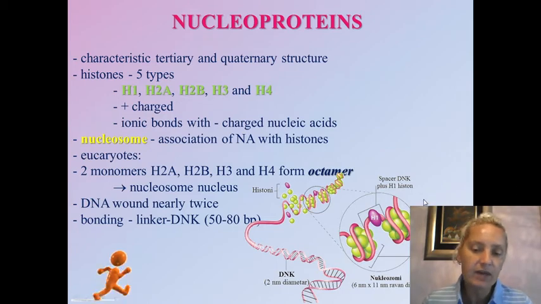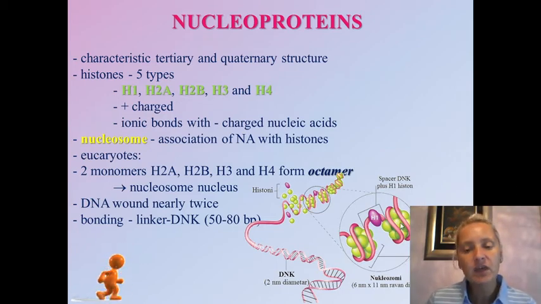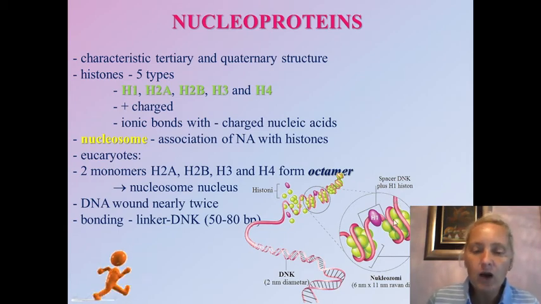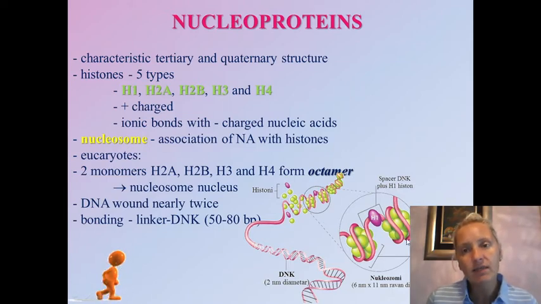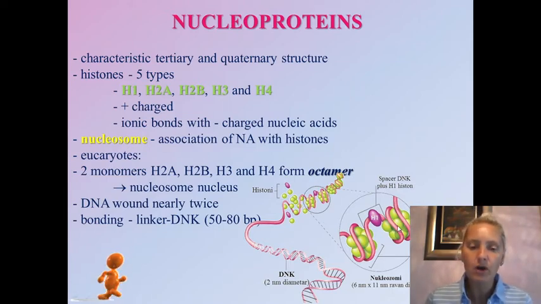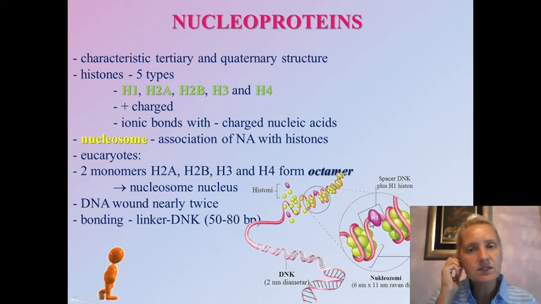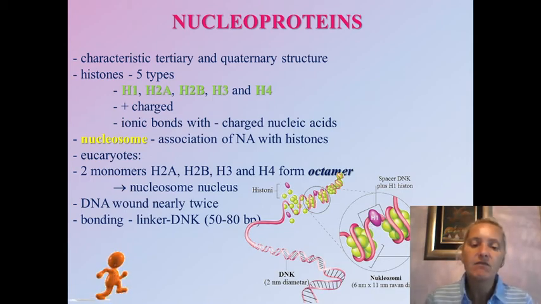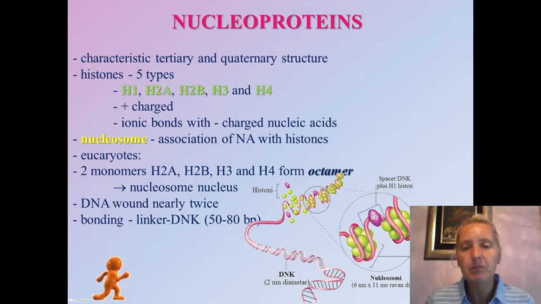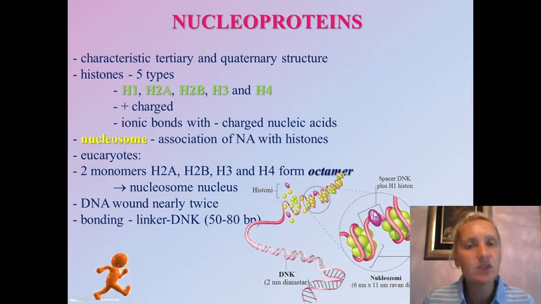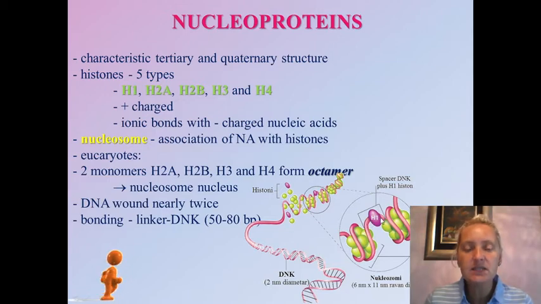What else do we have? If you see from the figure, we have a DNA strand, which is wound nearly twice around this nucleosome core. Between those two monomers, we have a short sequence of DNA nucleotides, 50 to 80 base pairs, connected or stabilized by the action of one other histone, which is H1 histone. This short sequence of DNA is marked as linker DNA or spacer DNA.